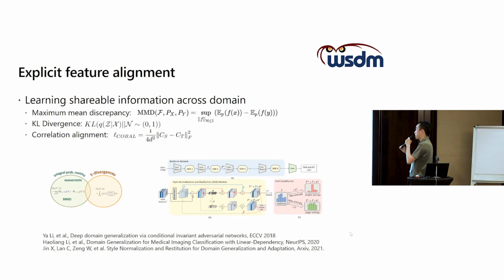So besides the maximum mean discrepancy, one can also utilize some other metrics like the KL divergence, which is also for this distribution alignment, as well as we can also consider the second order moment, for example, the correlation alignment. So we can apply this kind of distribution measurement. By minimizing the distribution across the domains, we expect to learn the shareable information, and such information is supposed to be better generalized.